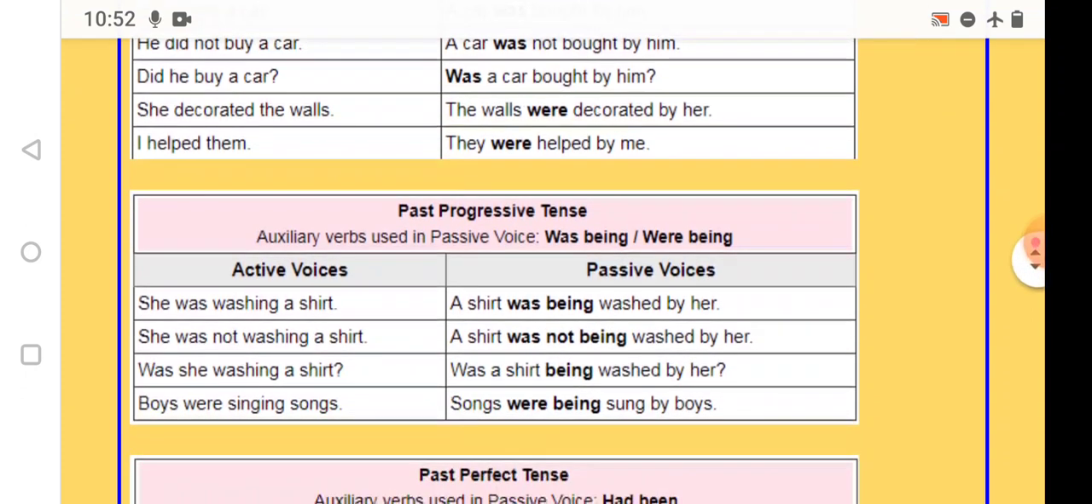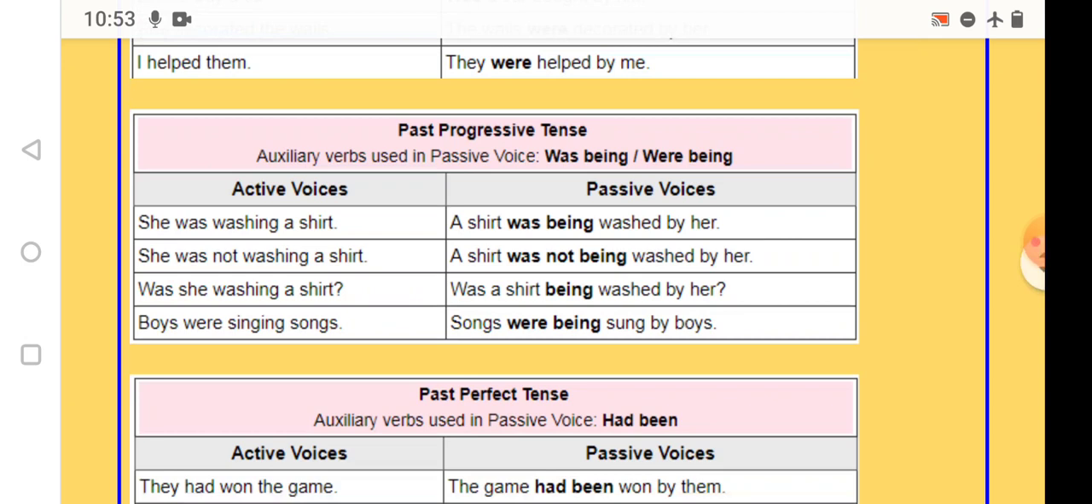In the past progressive tense, the auxiliary verbs used in passive voice are was being, were being. In active voice, she was washing a shirt. In passive voice, a shirt was being washed by her. She was not washing a shirt. A shirt was not being washed by her. Was she washing a shirt? Was a shirt being washed by her? Boys were singing songs. Songs were being sung by boys.